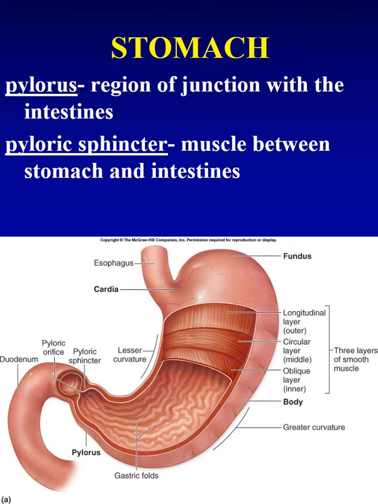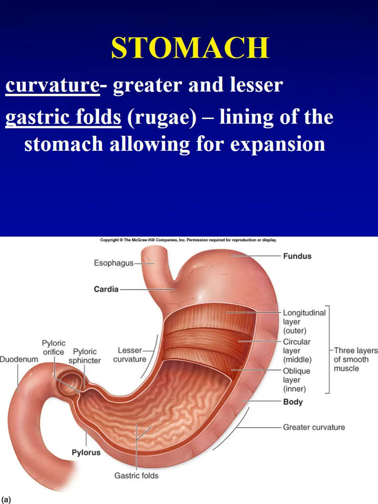The pylorus is a narrow, medially directed, funnel-shaped pouch that forms the terminal region of the stomach. The opening with the duodenum of the small intestine is called the pyloric orifice, and surrounding the pyloric orifice is a thick ring of circular smooth muscle called the pyloric sphincter. The pyloric sphincter regulates the entrance of chyme into the small intestine by closing upon sympathetic innervation and opening upon parasympathetic innervation.